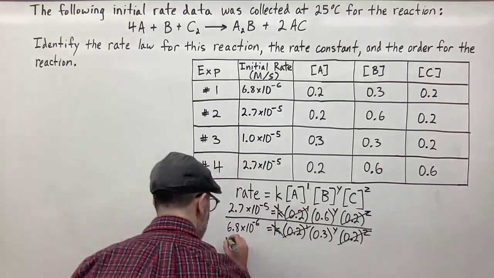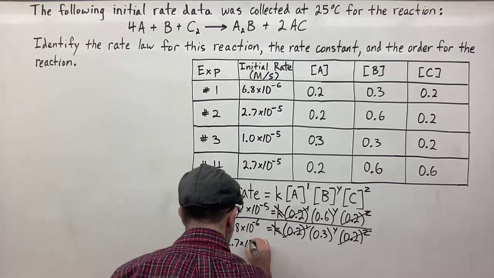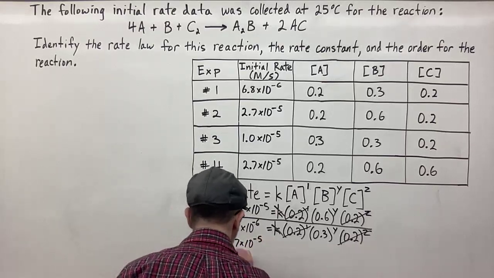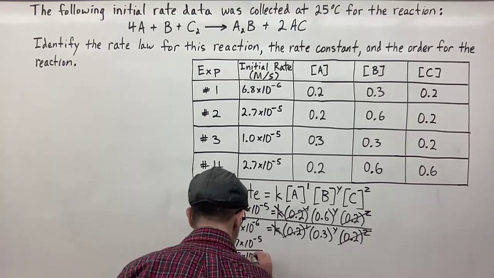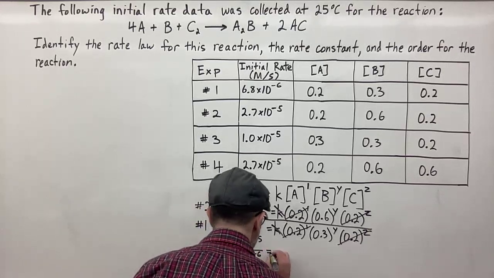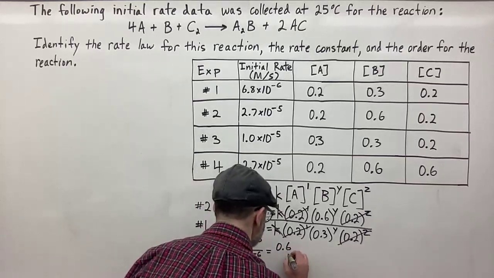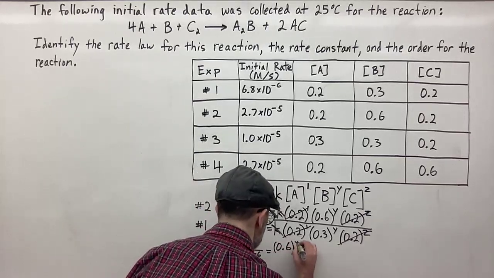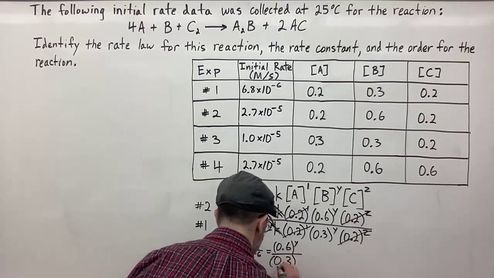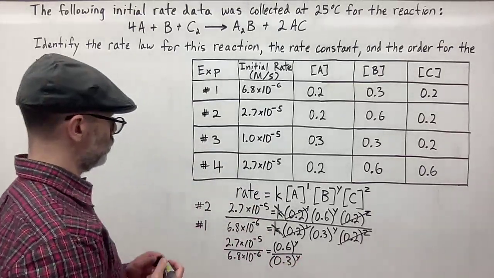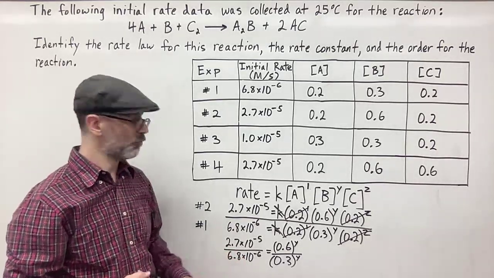So here we have 2.7 times 10 to the negative 5 over 6.8 times 10 to the negative 6 is equal to 0.6 to the y over 0.3 to the y. So now we do the same calculation and we solve for y.